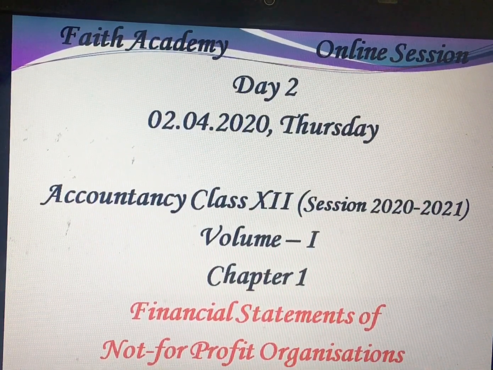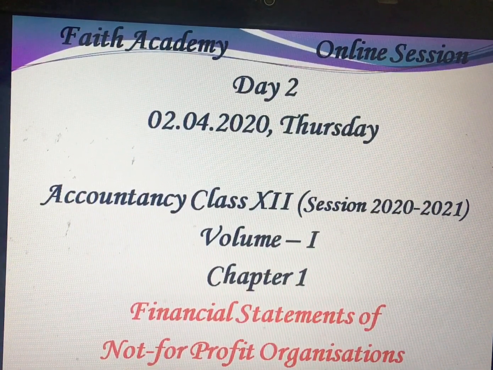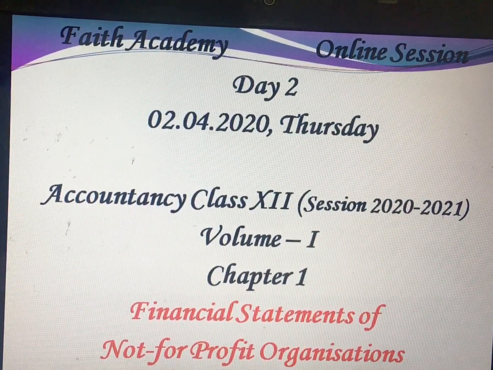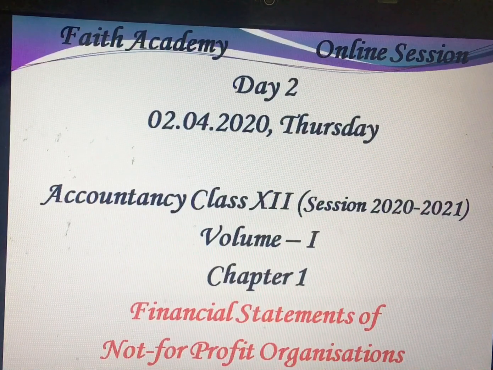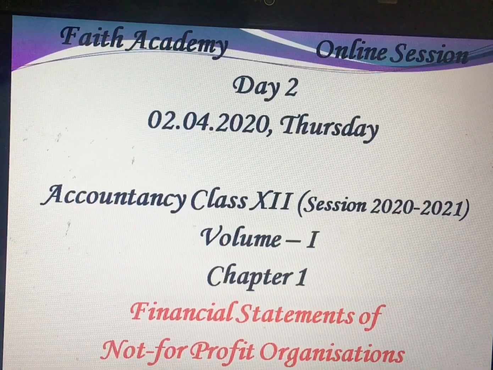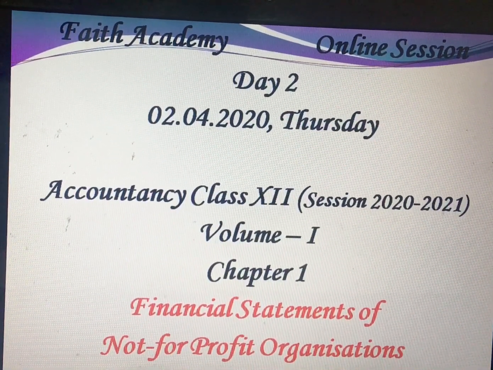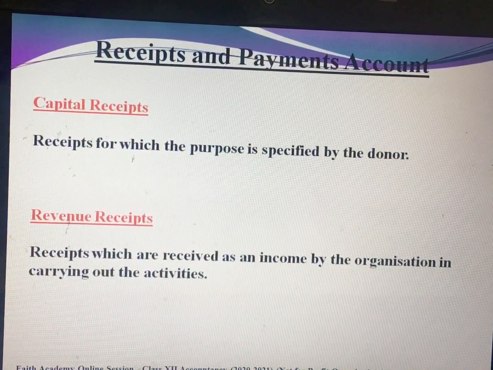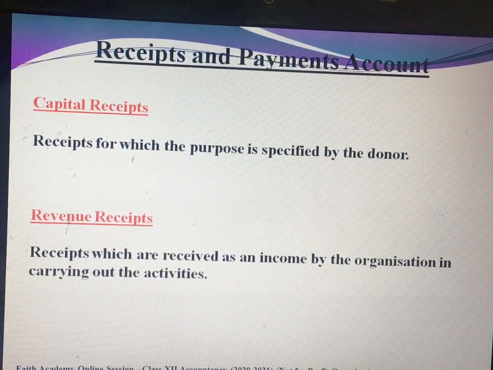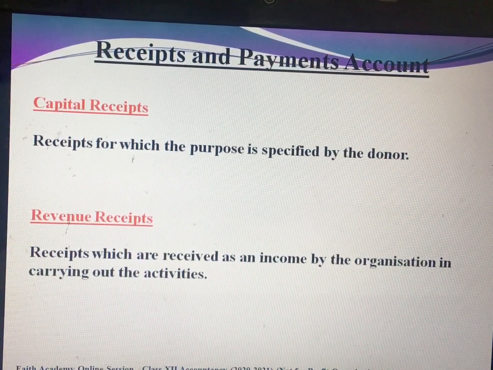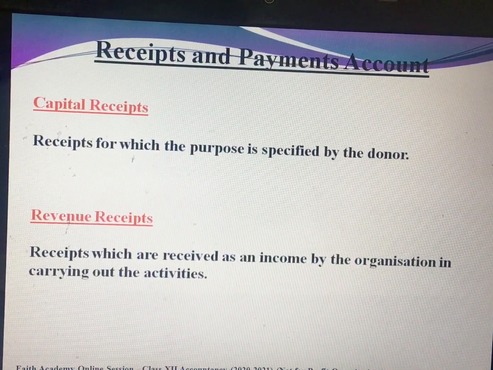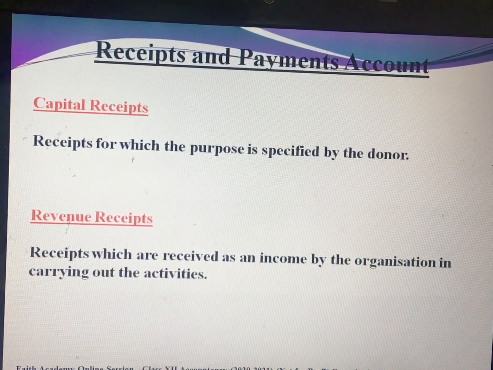We'll be starting with the format and what all comprises in the receipts and payment account. Before we do that, we'll be talking about four terms: capital receipts, revenue receipts, capital expenditure, and revenue expenditure. You're all aware of them, but still we'll recap them again because we will be learning them with respect to this chapter.